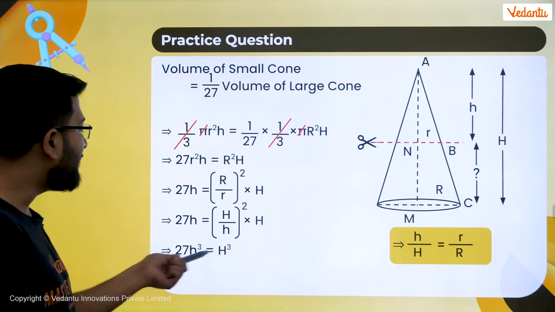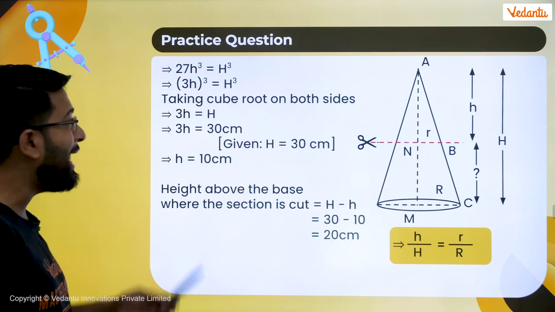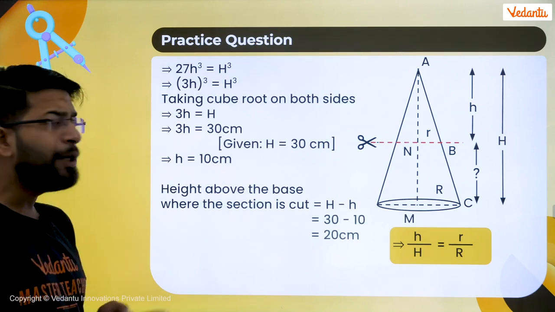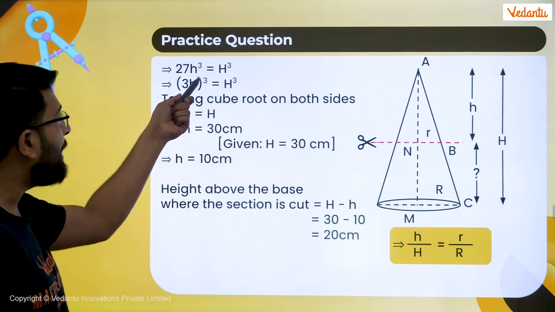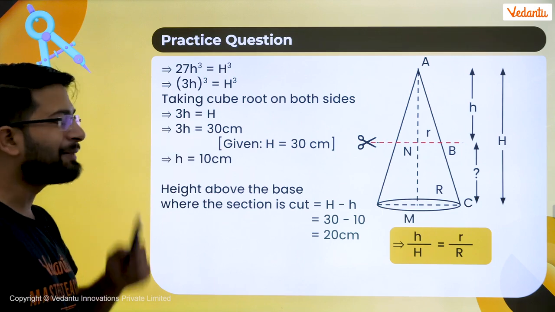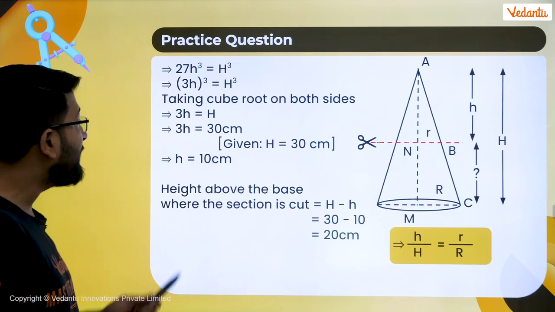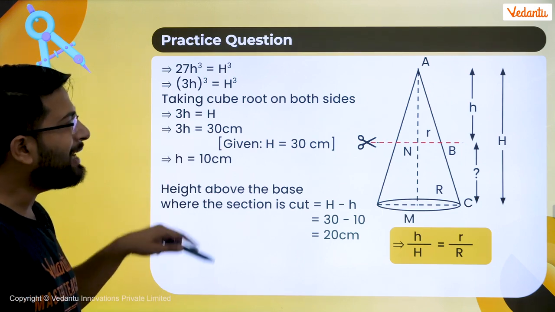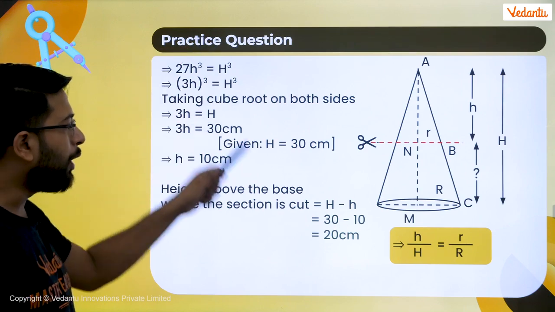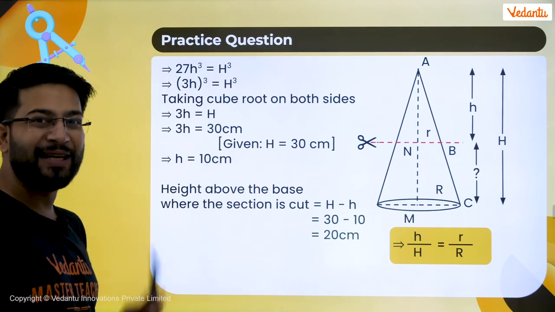And from here, we will get the relation between small h and capital H. We know the capital H. Put the value of capital H over here. We will get the small h also. And as soon as we get the small h, what we have to find? Capital H minus small h is my answer. I hope it is clear.